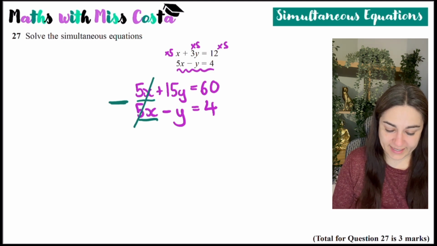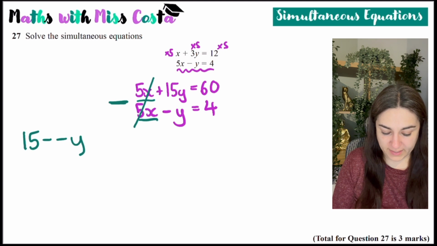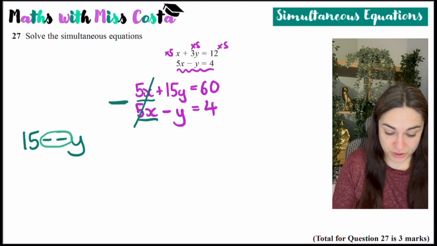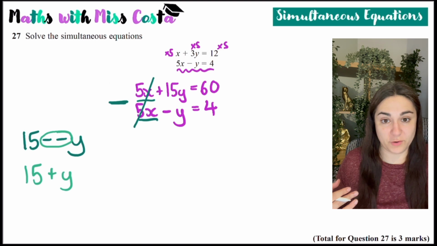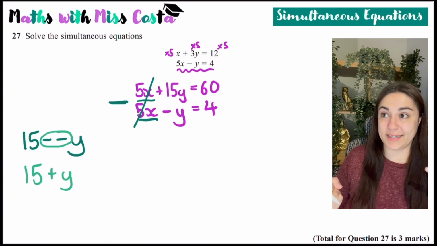So you've got 5x take away 5x, that cancels out to 0. Then you've got 15 take away negative y, and this is where it's really important to be good with your negatives. So when you've got two negatives next to each other in between your numbers, it becomes a positive. If you just think about it, if you're taking away a negative, essentially you're adding.